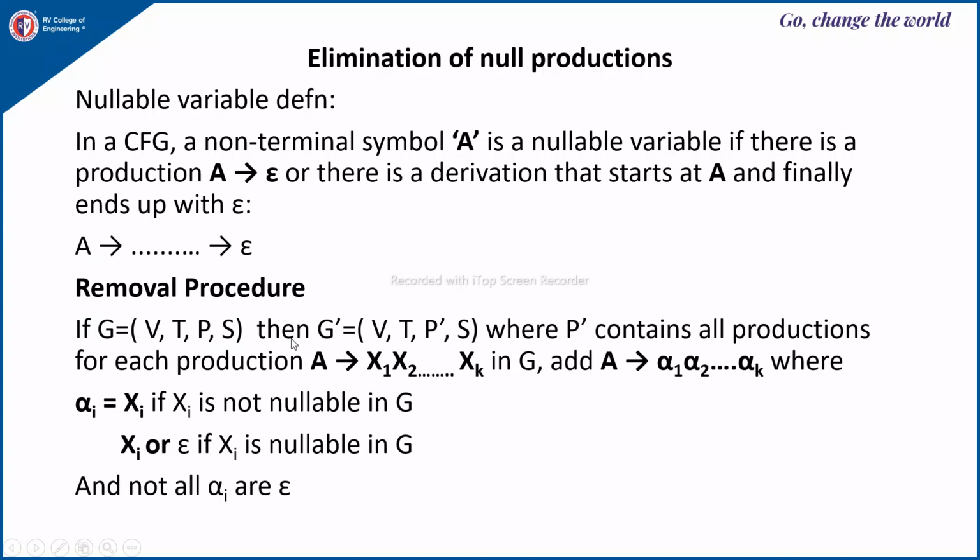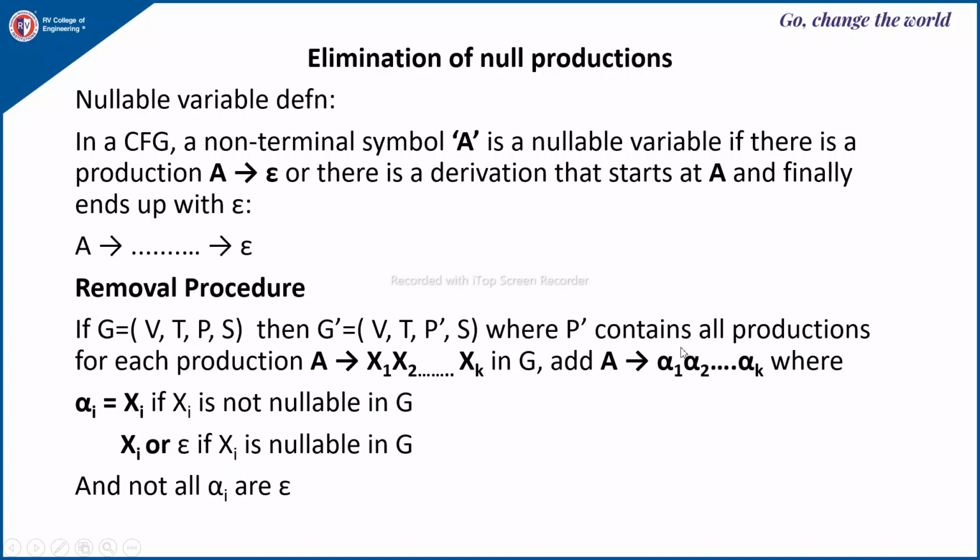If G is equal to (V, T, P, S), then G dash is obtained by changing the productions, where P dash contains all the productions for each of the production A derives x1, x2, ..., xk in G, where assuming that A is a nullable variable, then add A derives alpha 1, alpha 2, ..., alpha k, where alpha i is equal to xi if xi is not a nullable variable, and it is equal to xi or epsilon if xi is a nullable variable. And not all alpha i's are epsilon.